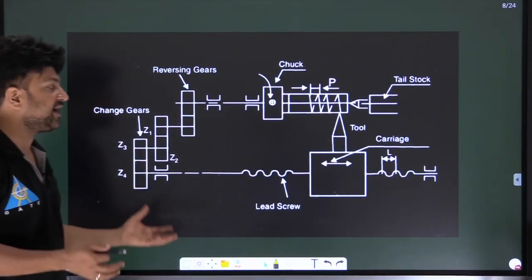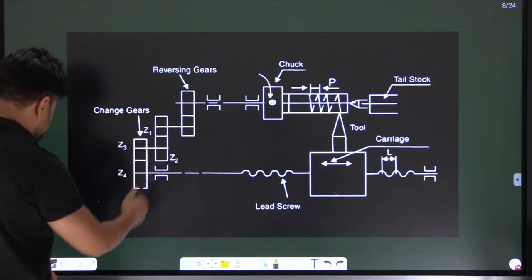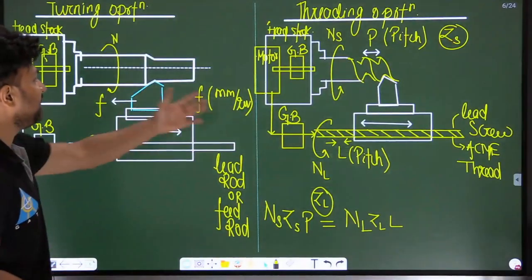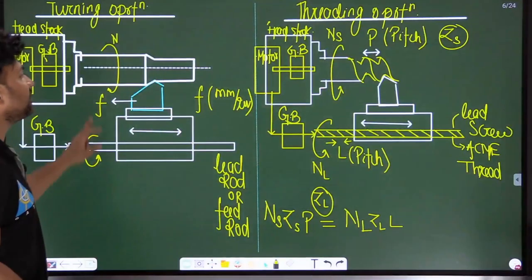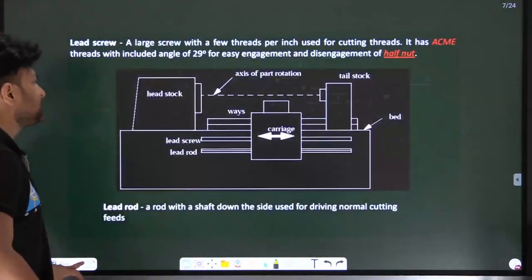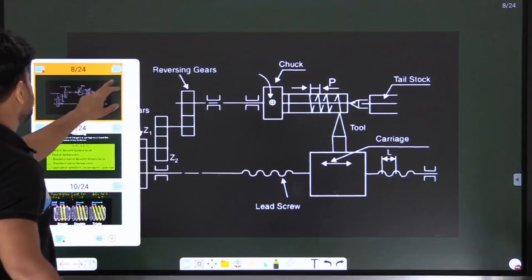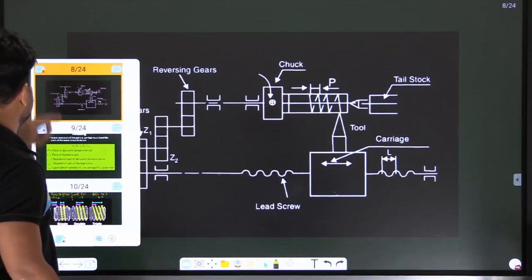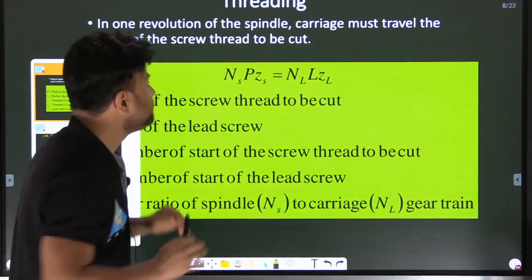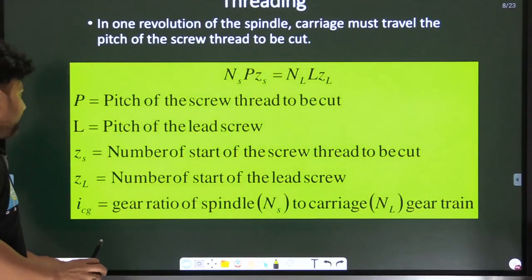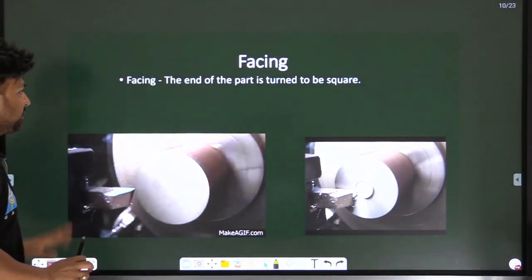This is a schematic diagram. Actually, I have drawn this diagram separately here and here. You can refer to either one, the thing is the same. So I'm going to delete this diagram. Am I clear, my dear student? Now, let's move on. I hope this concept is pretty clear.